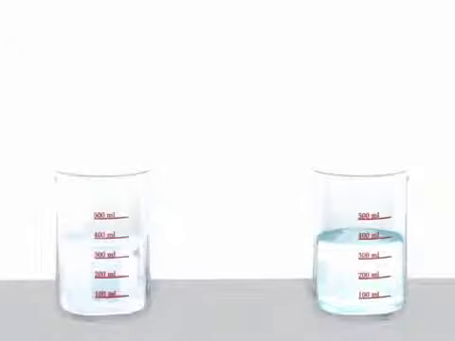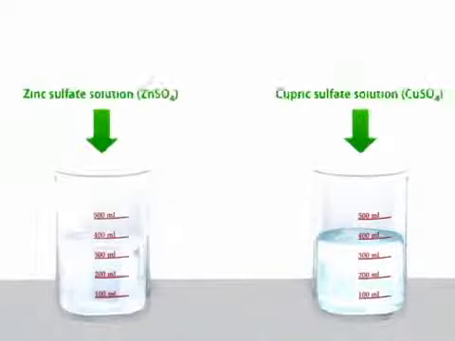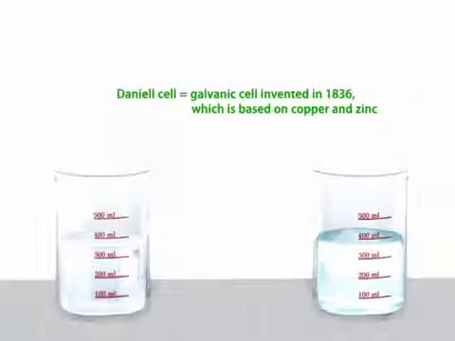Batteries are based on the principle of galvanic cells. A galvanic cell consists of two electrolytic solutions which are separated from each other. In this example, the first solution is zinc sulfate, the second one is cupric sulfate. In this combination, it is called a Daniell cell.